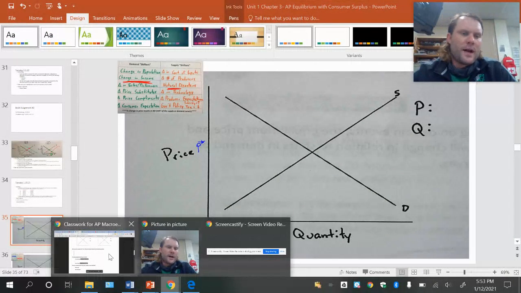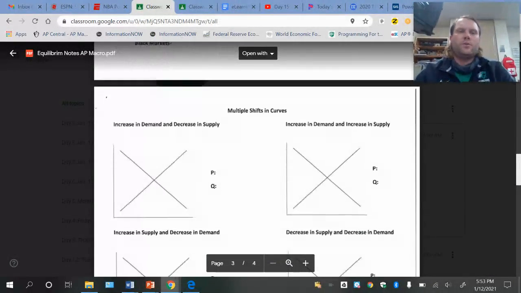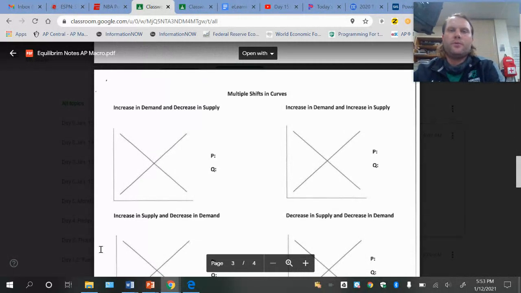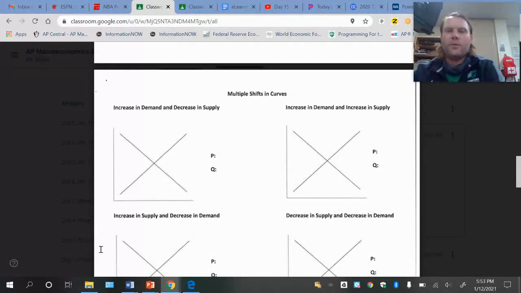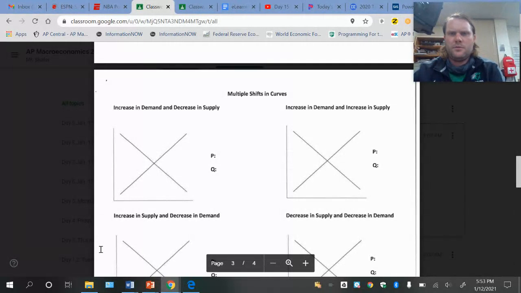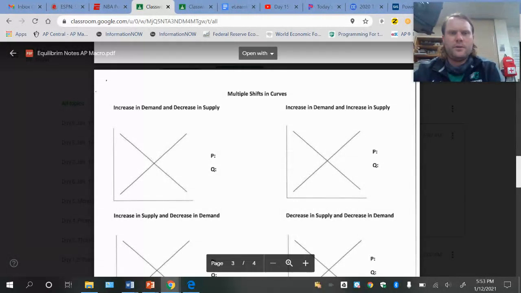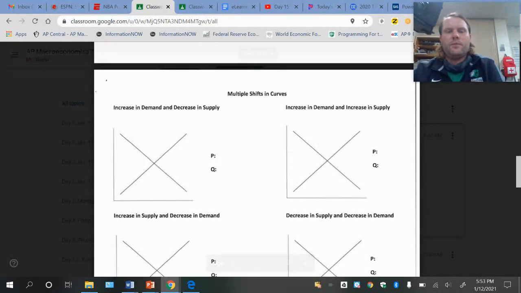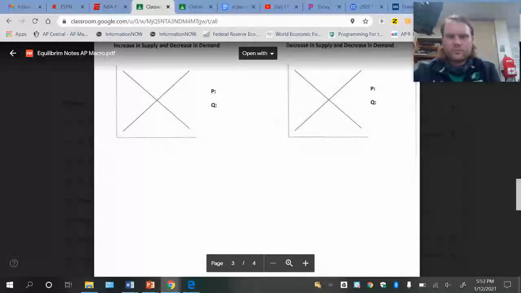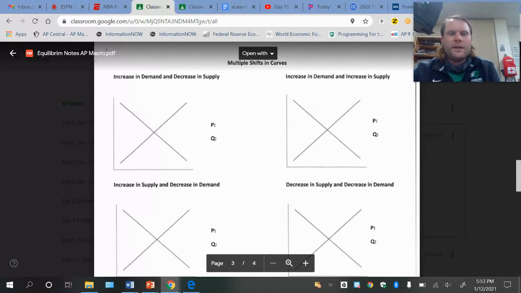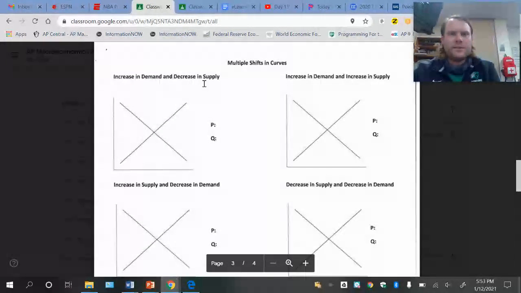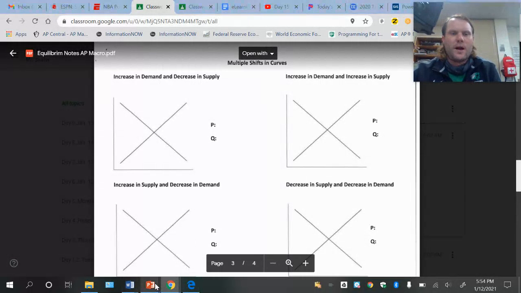All right, so we're in the top left section of that last page of notes. We're going to go left to right like you're reading a book. We're going to do both increases in demand, and then both increases in supply. I got all four there. So the first one: increase in demand and a decrease in supply. So here's what we're going to say for our notes.